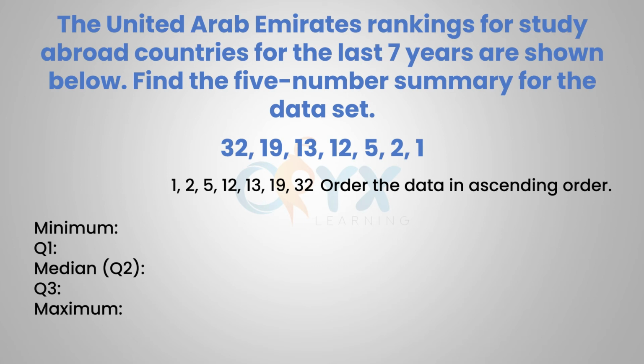The minimum number is the smallest number, which is 1. The median is the middle number, which is 12. As there are 7 numbers, it's an odd numbered data set, which means there will be exactly one number in the middle.